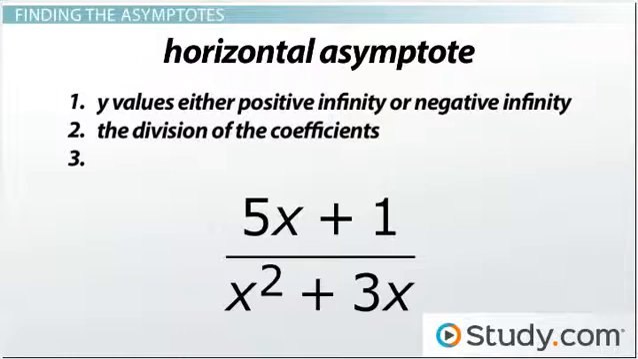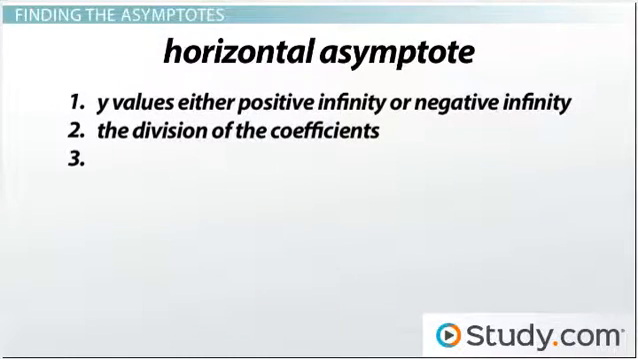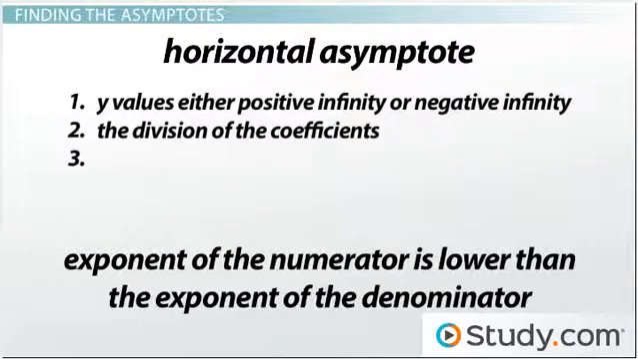So we move on to look at the third scenario. The third scenario is when the exponent of the first term in the numerator is smaller than the exponent of the first term in the denominator. When this happens, our horizontal asymptote is the line y equals 0.